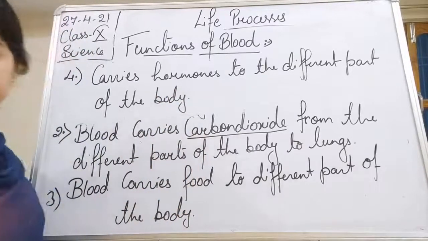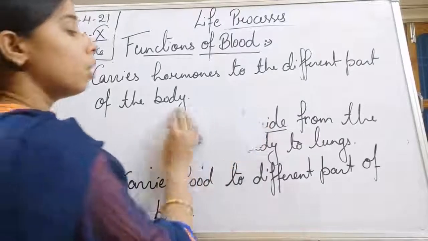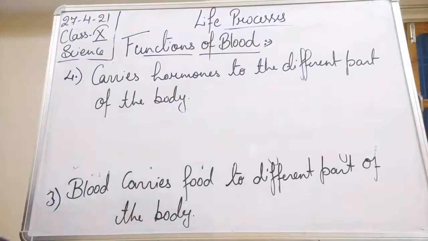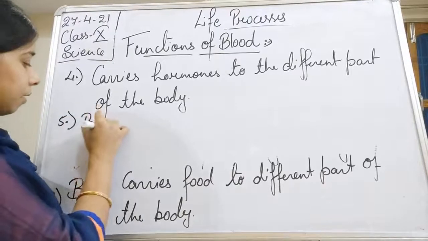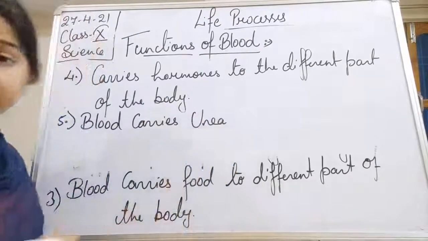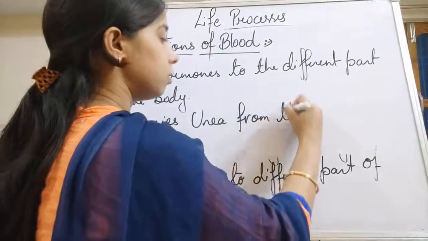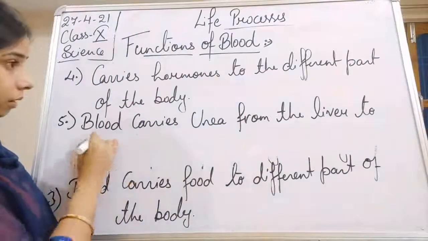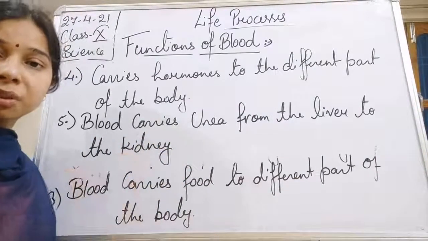Now, blood, not only this, but it carries the waste material also, and through our bodies, it carries the urea. So blood carries urea from the liver to the kidney, so that it will get excreted out.